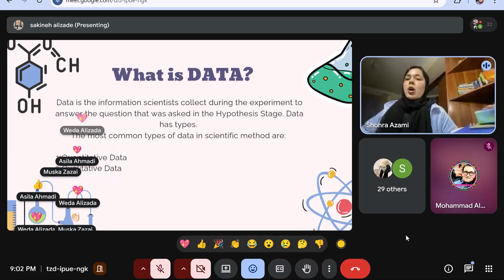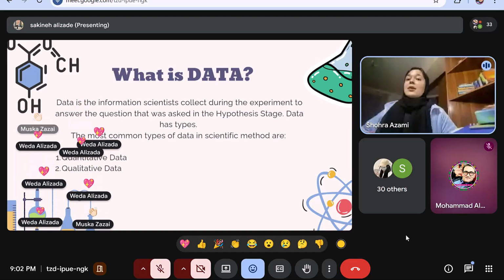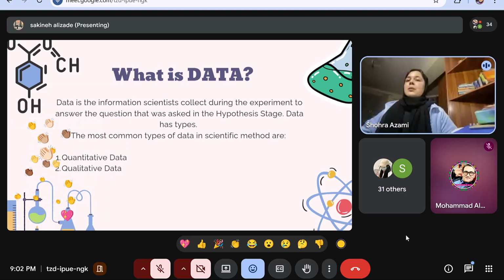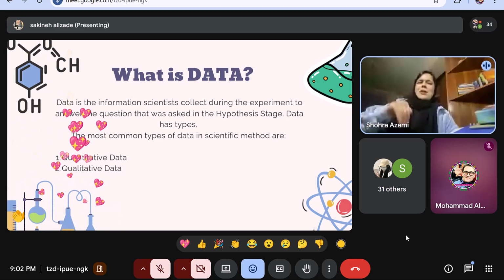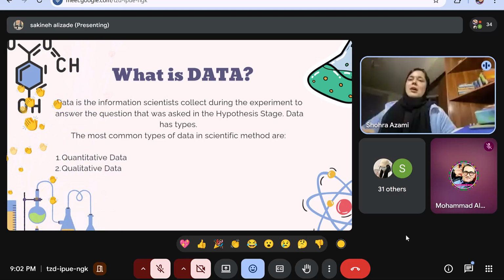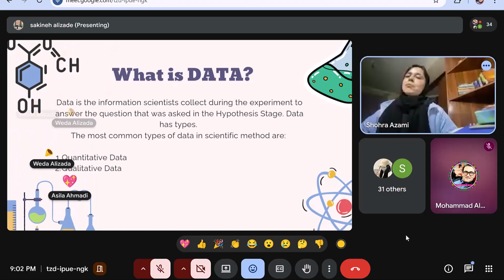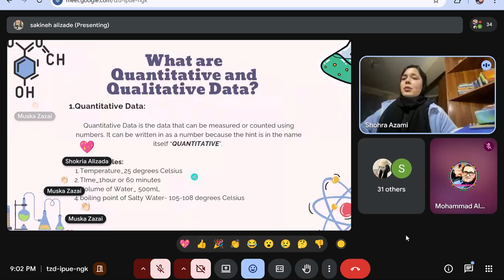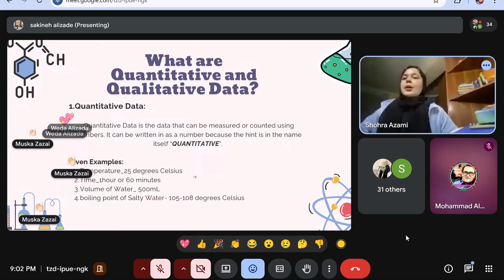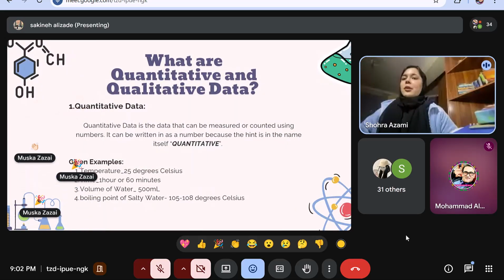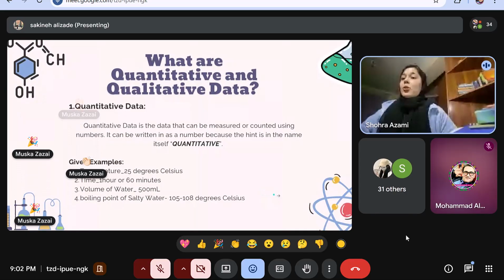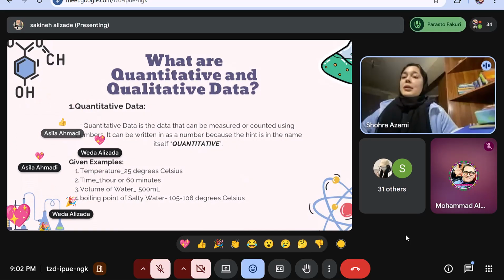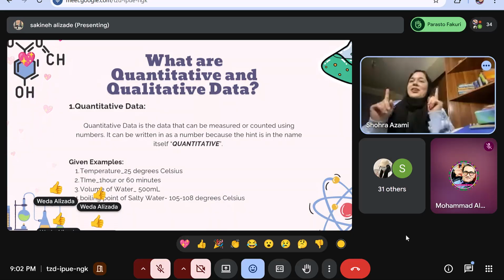The most common types of data in the scientific method are quantitative data and qualitative data. But I'm not going to dive deeper into them because in group A, I noticed that they were doing it. So now, understanding quantitative data, what it is. Quantitative data is the data that can be measured or counted using numbers. It can be written as a number, because the hint is in the name itself.